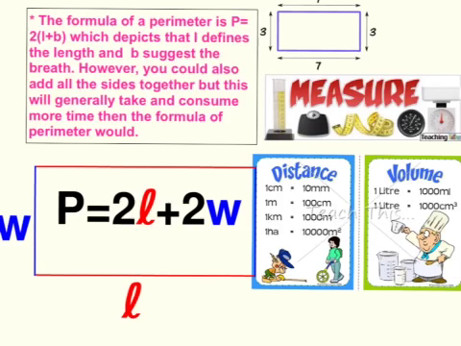However, you could also add all the sides together, but this will only work in a square. But it will generally take and consume more time than the formula of perimeter would. P equals 2L plus 2W. So adding all the sides will only be done in a square or even a rectangle, as you can add the lengths together and the breadths together, and then you can add the total amount.